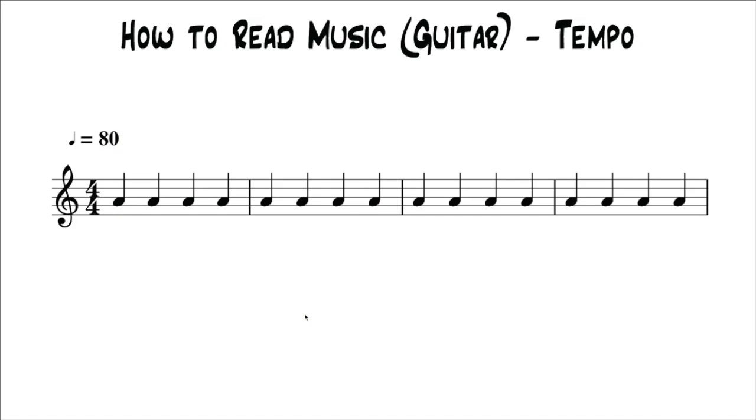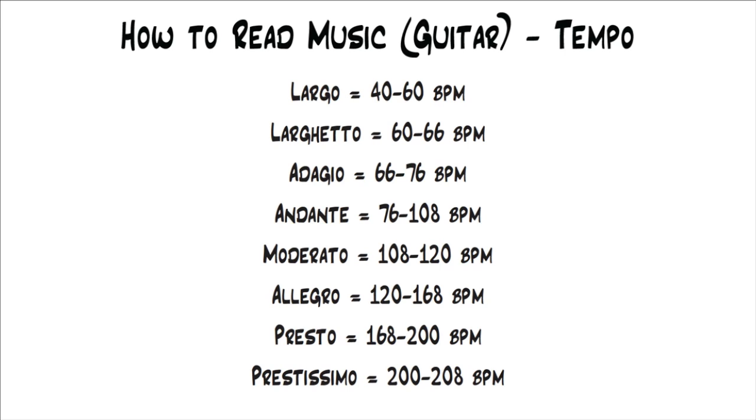But in more classical music or more traditional music, you might see an Italian word like this, like allegro. And that's really giving you a range of how fast it was originally intended to be played. And there's quite a few Italian words, and they all have a swing of how fast to play. For example, largo, 40 to 60 BPM, and so on.